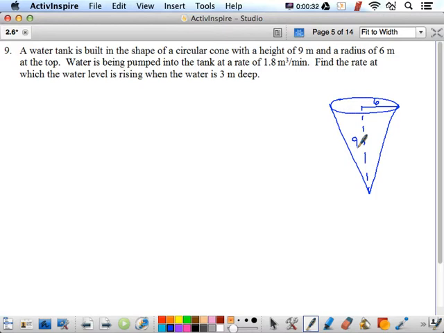Okay. And we have water being pumped into the tank at a rate of 1.8 cubic meters per minute. And we want to find the rate at which the water level is rising when the water is 3 meters deep. That's all we know. So we're going to pick apart what we're given, what we want to find, and what equation will relate these quantities.